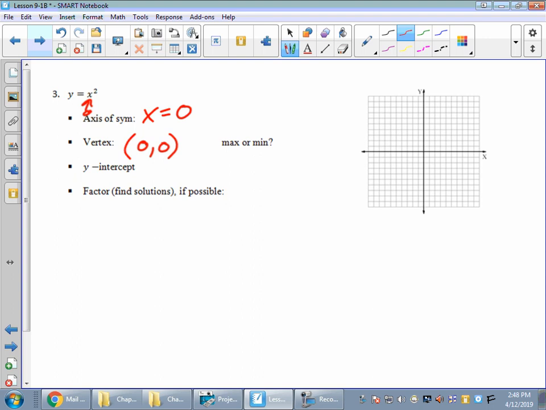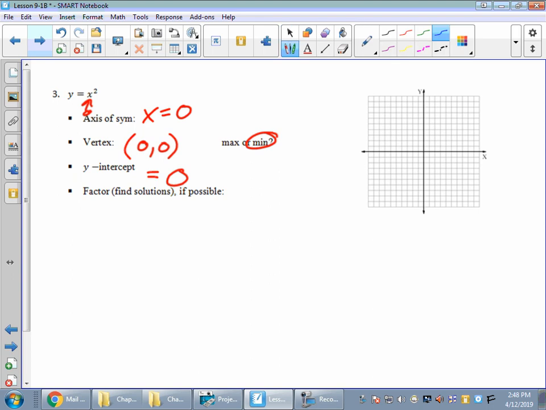Is it a maximum or minimum? In this case, it's a minimum because we know our a value is a +1. So we know it's going to open upward. And then the y-intercept, we also don't have a y-intercept. That's going to be equal to 0 because there's no c value. So it's 0. So let's go through it and kind of graph all these things that we know already.